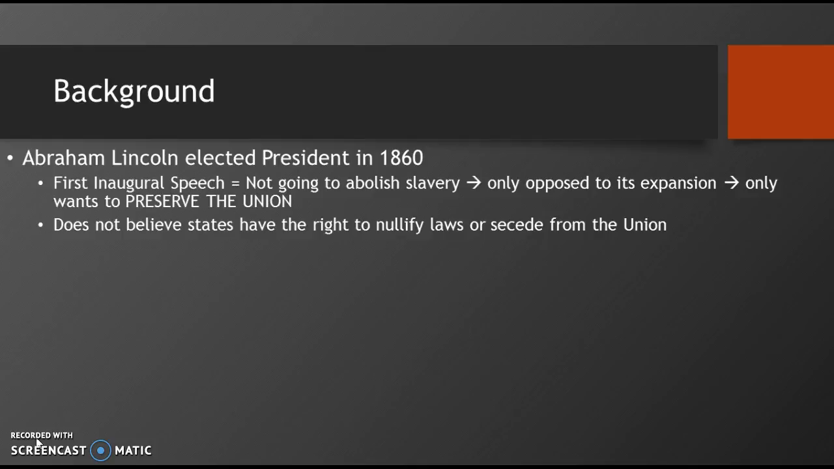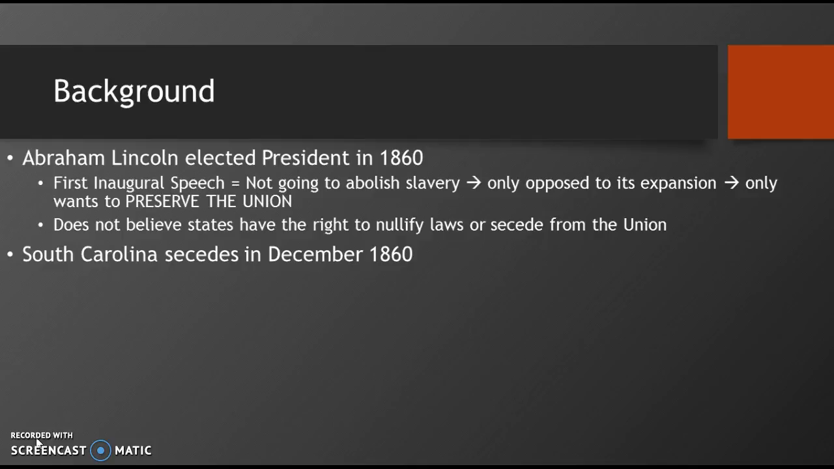He believes that the Union is indivisible, just like when you say the Pledge of Allegiance. One nation under God, indivisible, not able to divide the country. He believes that is the only way for the country to survive. So states cannot nullify laws. They have to follow federal law even if they don't like it. And they do not have the right to leave or secede from the Union.